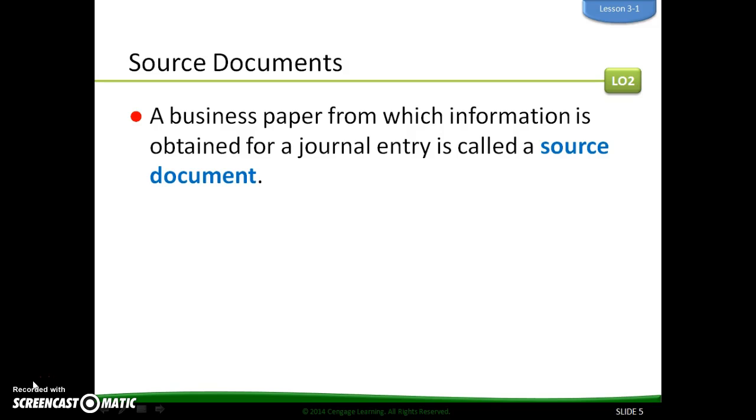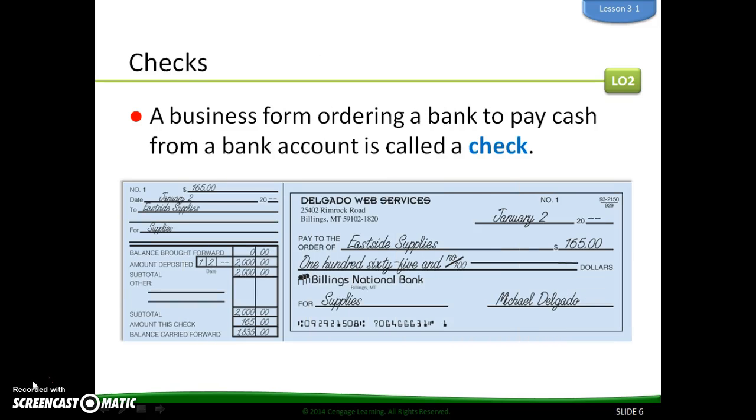Now, source documents, these are the business paperwork that we use to obtain information for our journal entries. Source documents basically prove the activities of the business. We know something took place because we are able to find the information on some kind of source document. Checks are a source document.